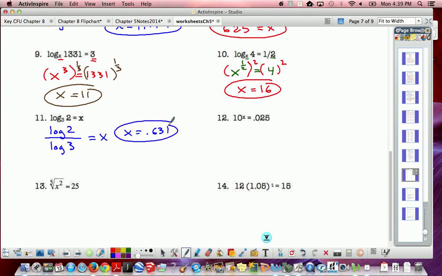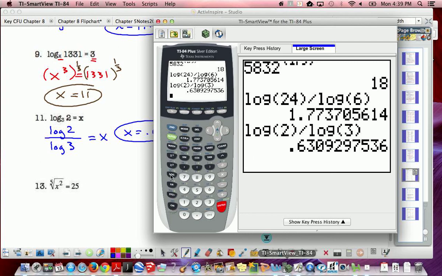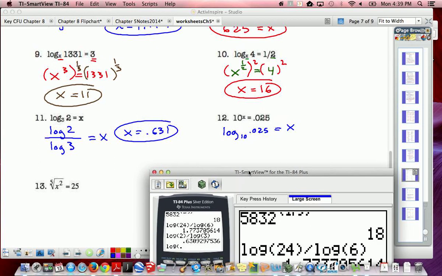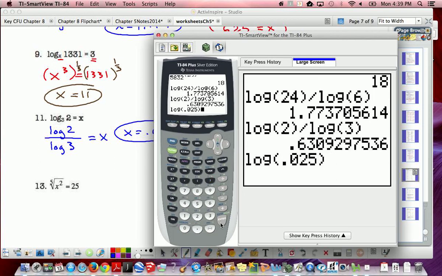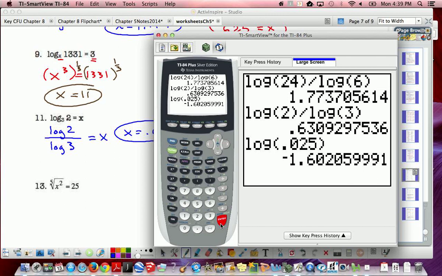On the next one, 10 to what power is 0.025? So if I go log of the number equals x, to the base 10, that's just the common log. So on this one, I don't even have to do the division. I could just take the log of 0.025, because it's assumed that it is base 10. So negative 1.602.